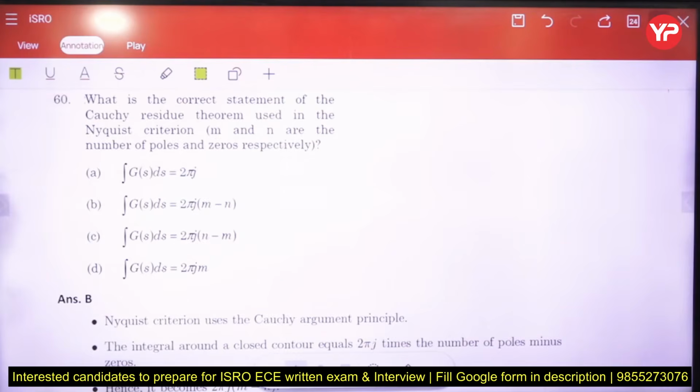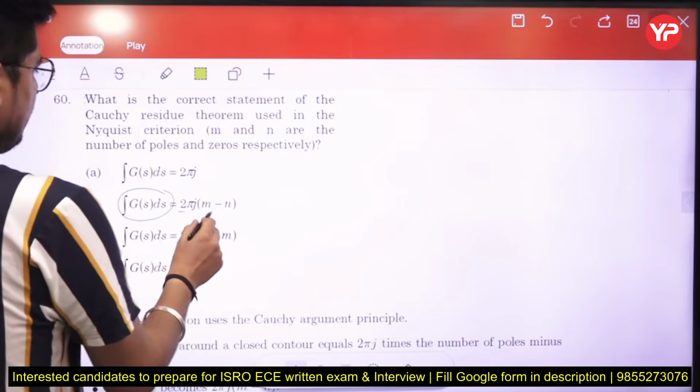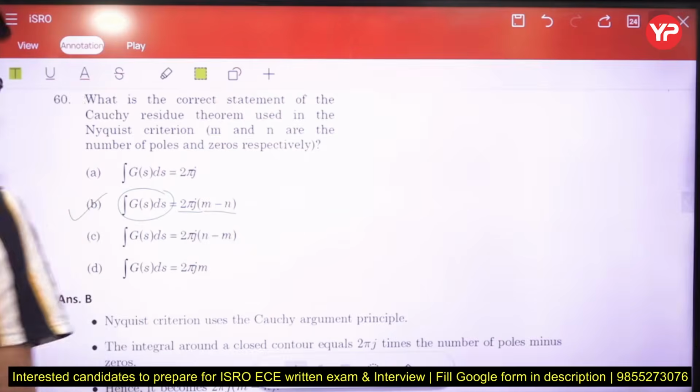What is the correct statement of the Cauchy residue theorem, due to which the Nyquist criterion is derived? Number of poles, yeah. So the closed integration of G dot ds should be equal to 2 pi j times the number of poles minus the number of zeros, that is P minus Z.